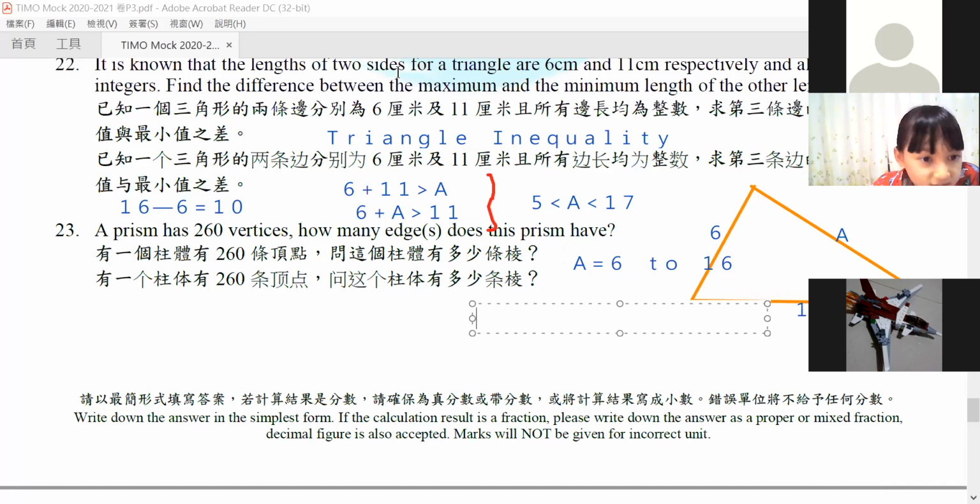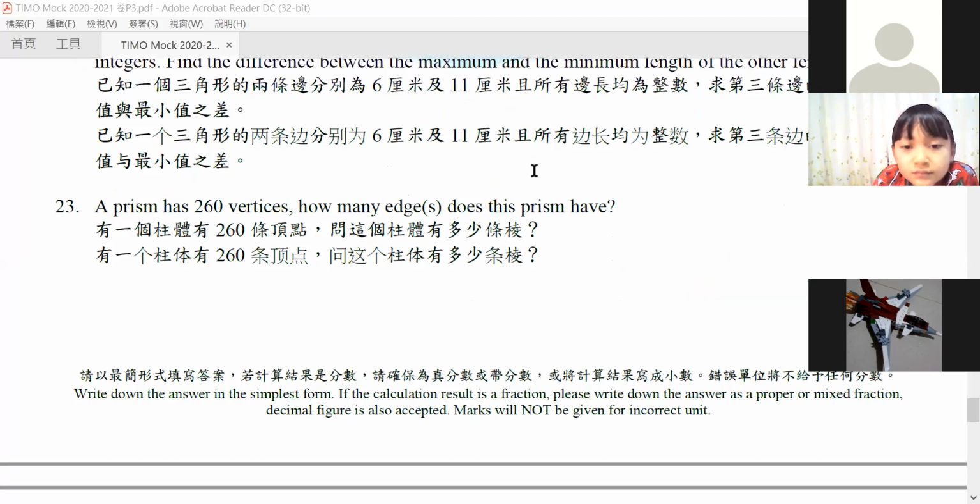Now let's go to question 23. Okay, Nikolai, please do not play. What is the formula? There's no formula. There's only the triangle inequality: the sum of any two sides must be greater than the length of the remaining side.